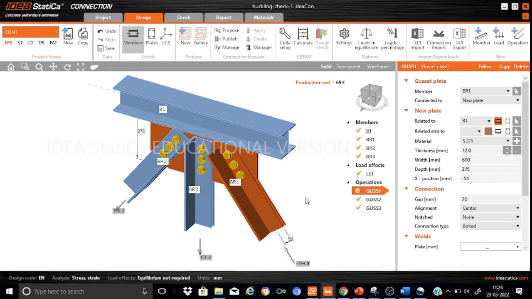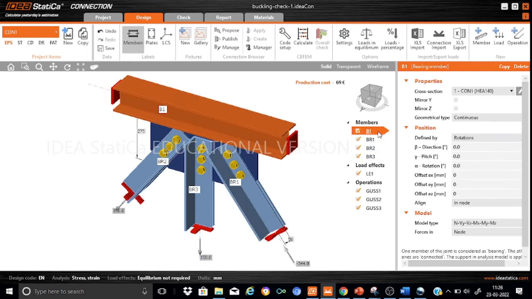So the simple model that is used for the buckling analysis is shown here. It essentially consists of a beam which receives three concentric bracings through a gusset plate, and the bracing members are connected to the gusset plate through the bolts. The description of the model is already shown here.